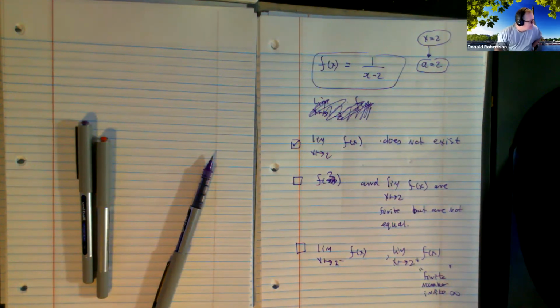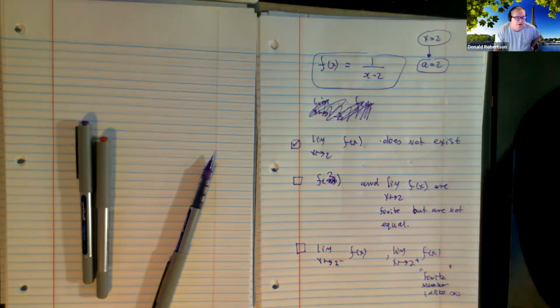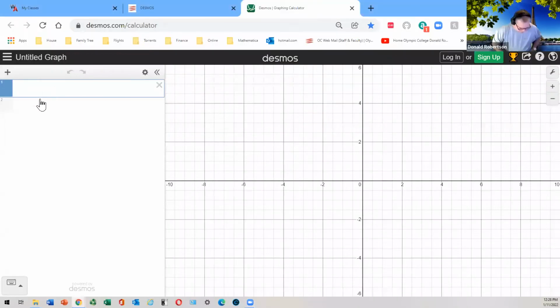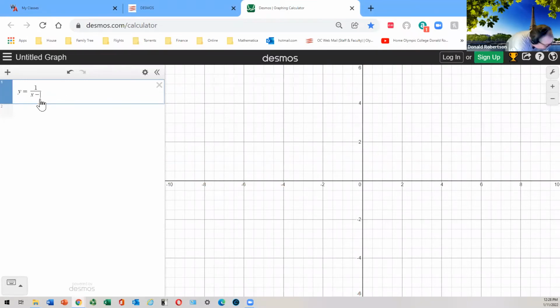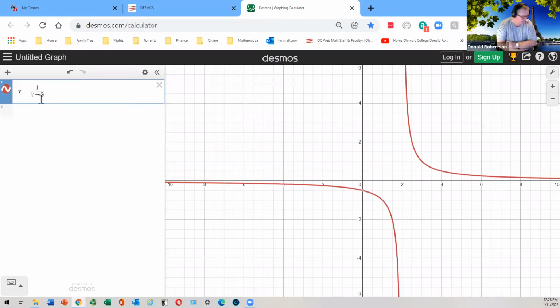151, here we go. And there's Desmos. Okay, right. Let's have a look at this function. So I'm going to type in y equals 1 divided by x take away 2. Isn't Desmos really nice where you just basically type it and you got the thing?